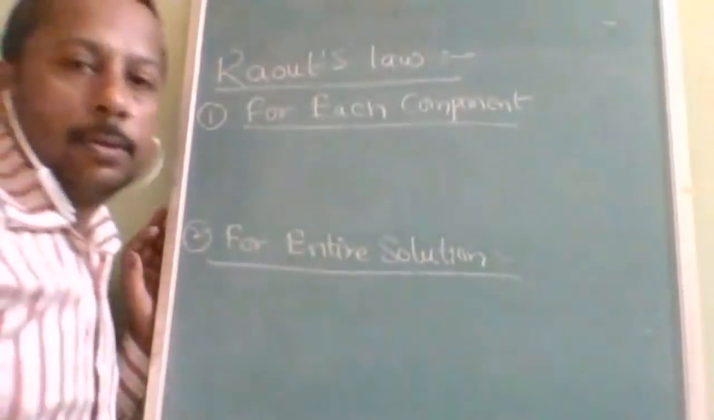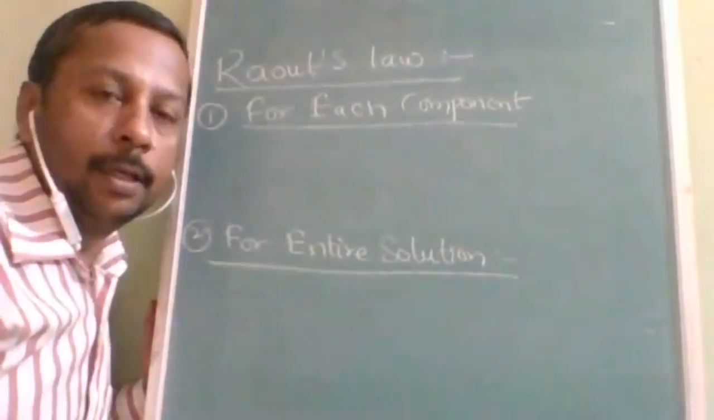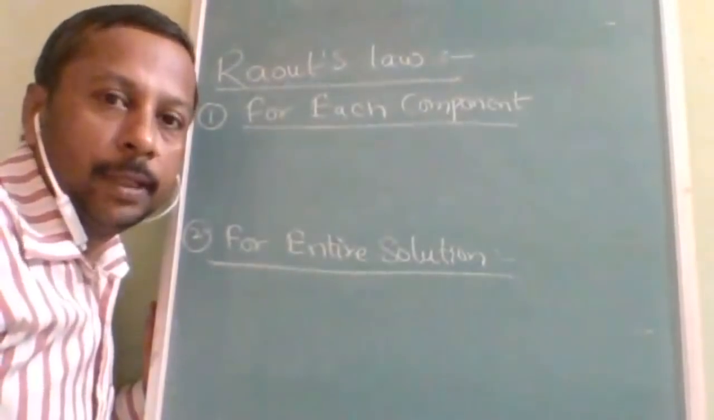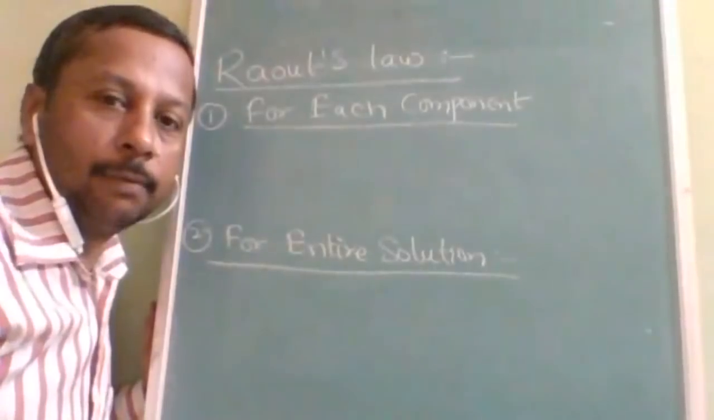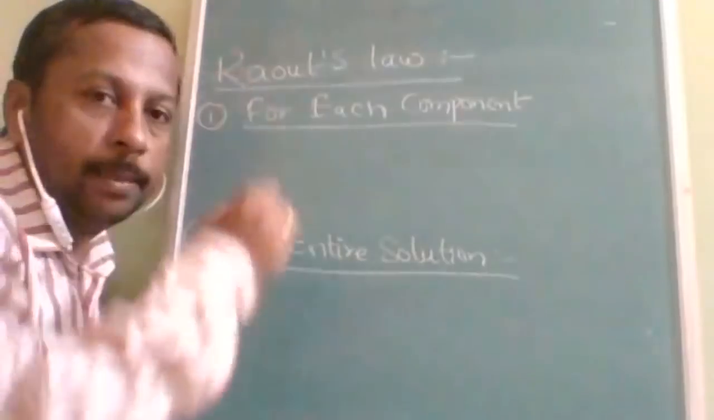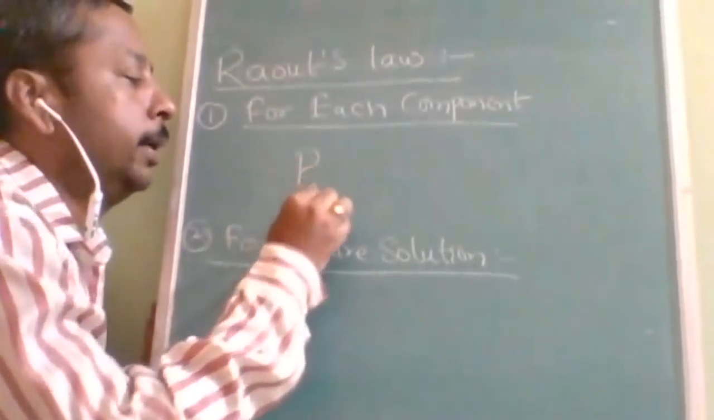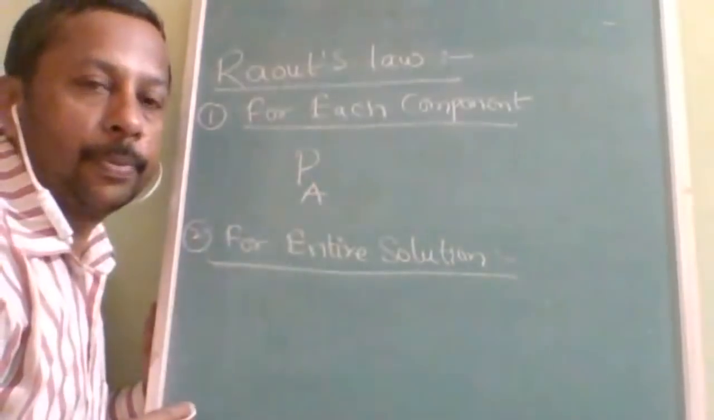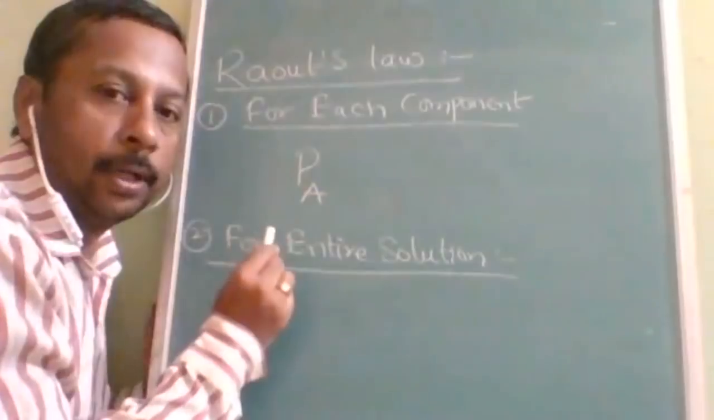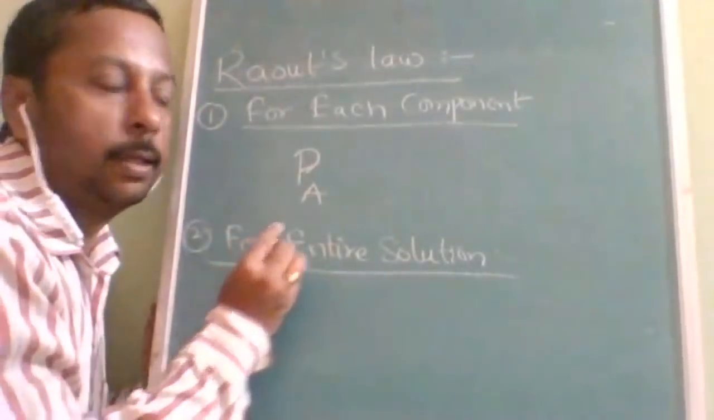Now, Raoult's law, again I am dividing for your easiness. I am dividing the total Raoult's law into two parts: one is for each component, another is for the entire solution. According to the statement of Raoult's law, the vapor pressure of a component in the solution. How am I telling it is in the solution? Because there is no naught over here.